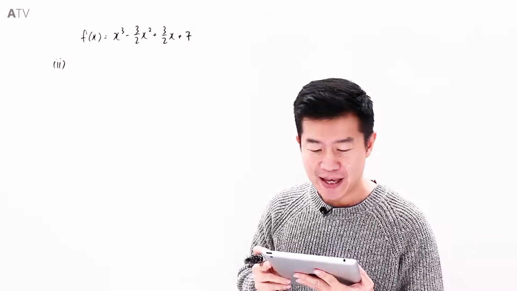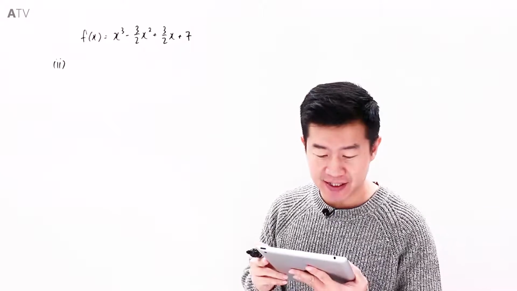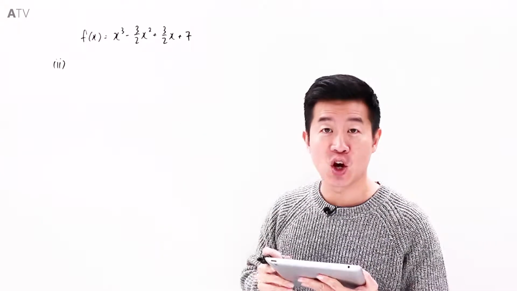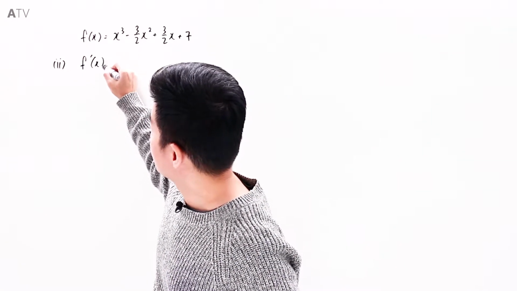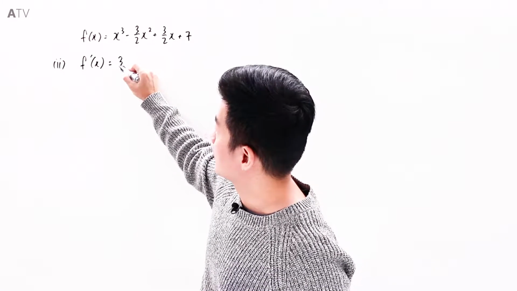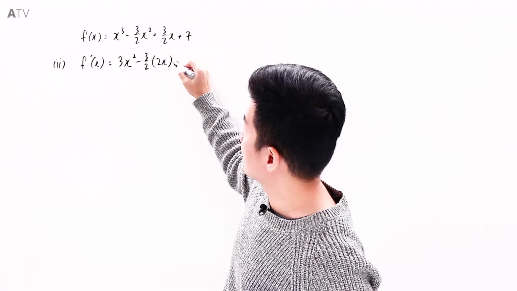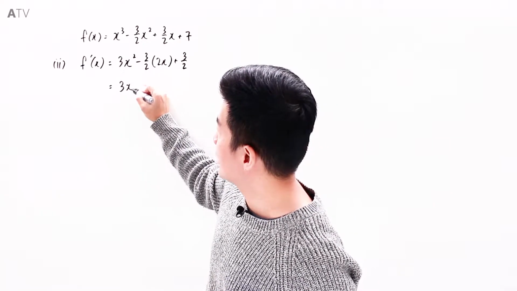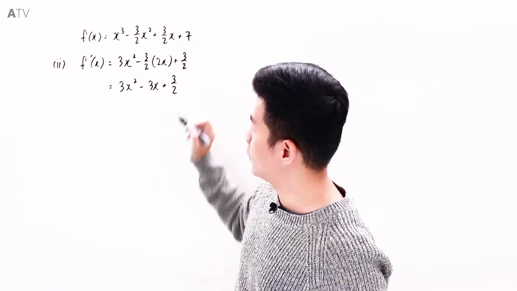From the values of a, b, c that we have found in part 1 of the question, f(x) is expressed in this form. We are supposed to show that this is going to have a gradient that is always positive. So let's try to find out what f'(x) is. f'(x) is going to be 3x² - (3/2) multiplied by 2x + 3/2. So this is going to be 3x² - 3x + 3/2.